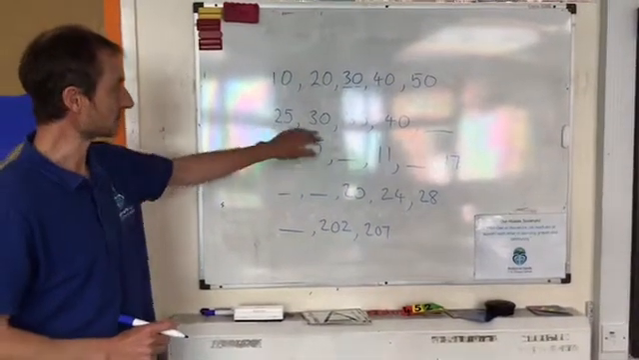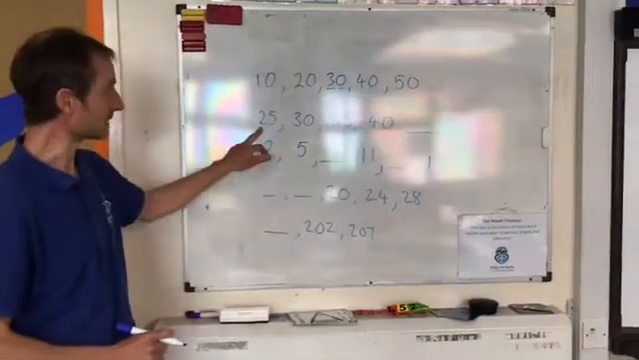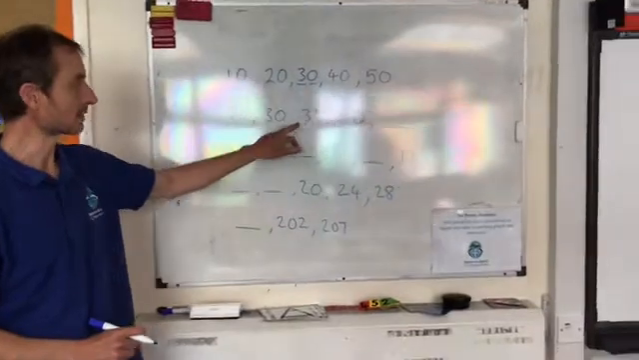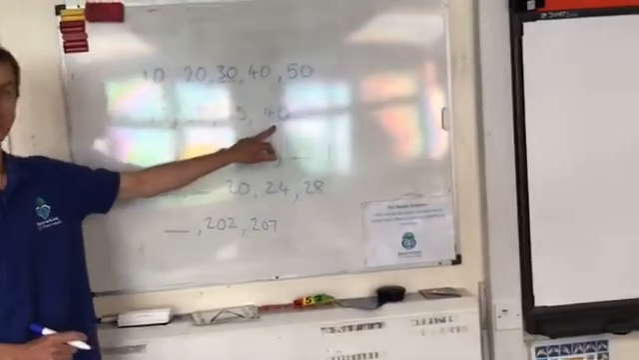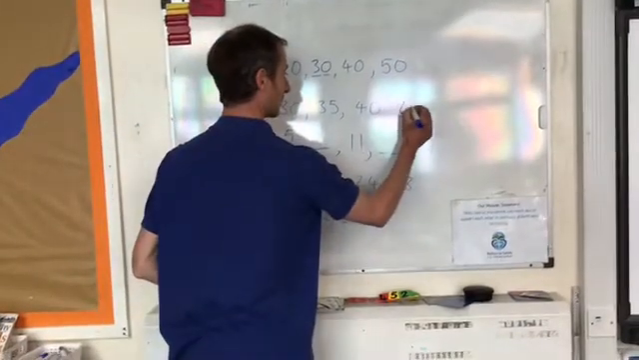On our second number sequence, we've got a missing number at the end this time. 25, 30, 35, 40. Can you guess? 45, counting up in fives.